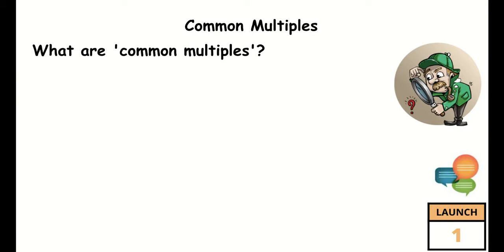So what are common multiples? Common multiples are numbers that are shared as multiples between two or more other numbers. We can visualize this using a tape diagram.